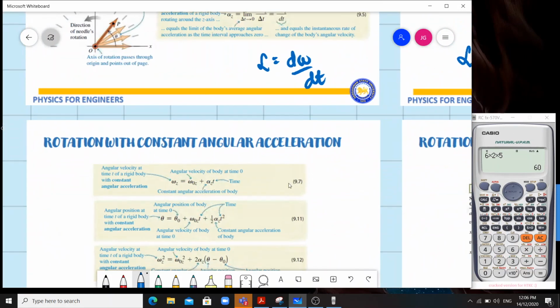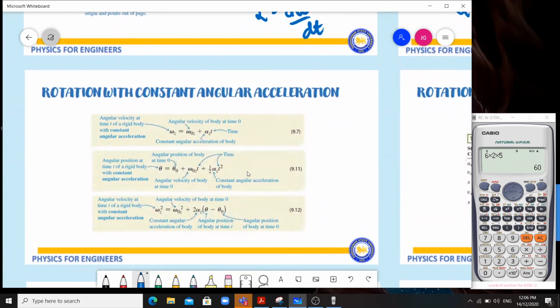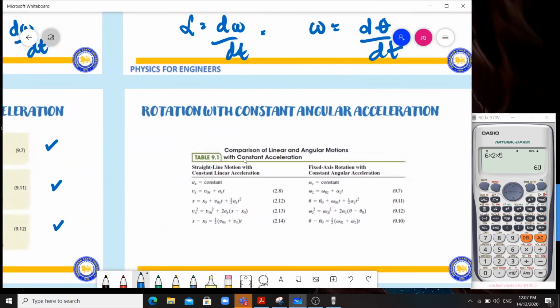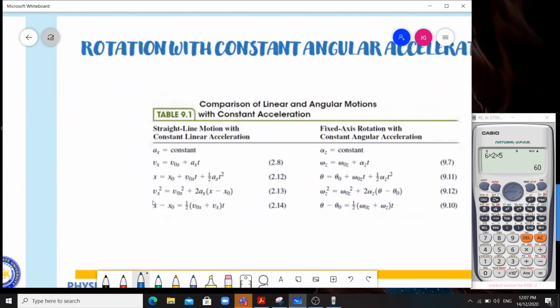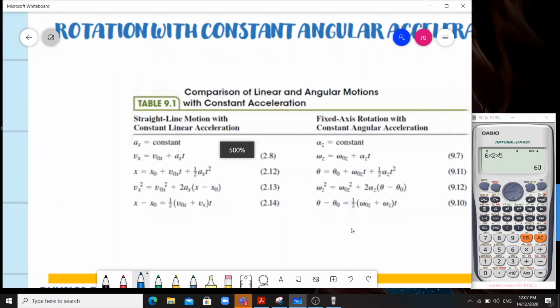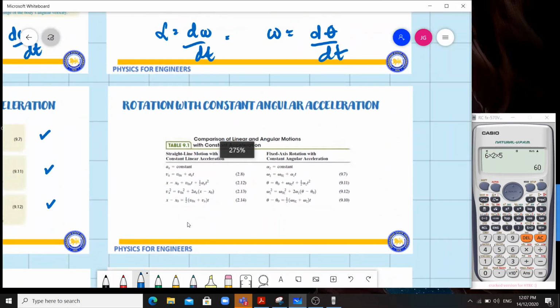Okay. Let's proceed to the rotation with constant angular acceleration. So, here are three formulas. If you notice, they are almost the same as the linear ones. If you remember linear motion at constant acceleration, v is equal to v initial plus at. Here, for angular, omega z is equal to omega 0 plus alpha t. So, it's almost the same, just the angular convention. You just have to memorize this formula. It is only used when the angular acceleration is constant.